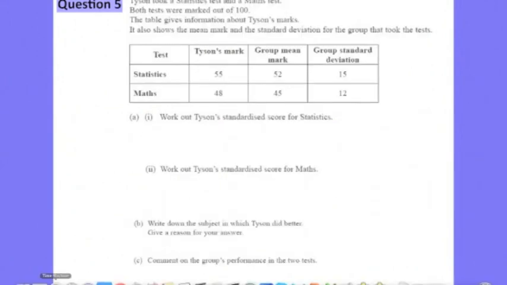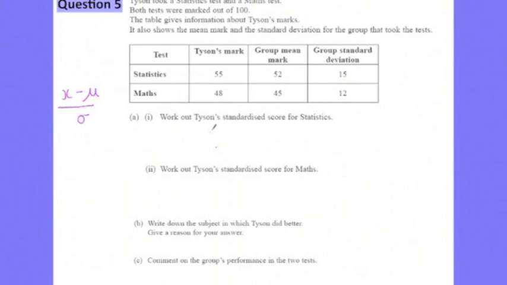Question number 5. Tyson took a statistics test and a maths test. Both tests were marked out of 100. The table gives information about Tyson's mark. It also shows the mean mark and standard deviation of the group that took the test. First part, you need to work out the standardized scores for statistics and maths. Again, using the value, then subtract the mean, divided by the standard deviation, gives us a standardized score.